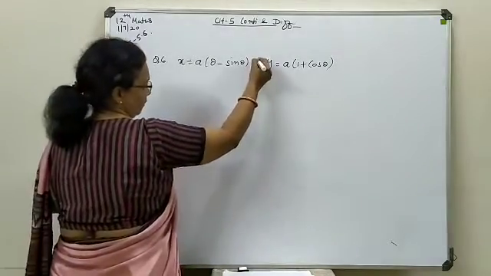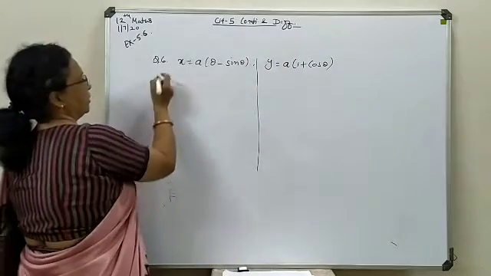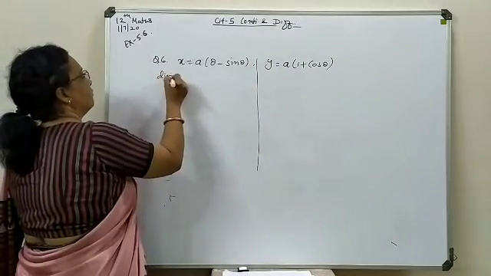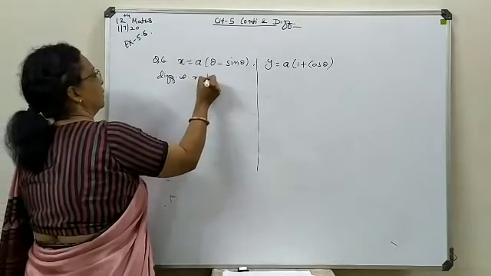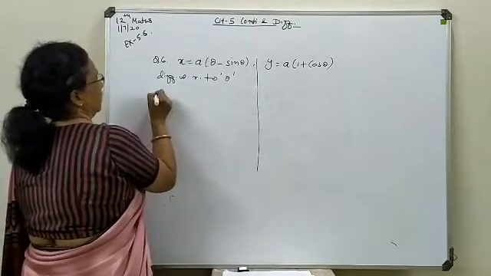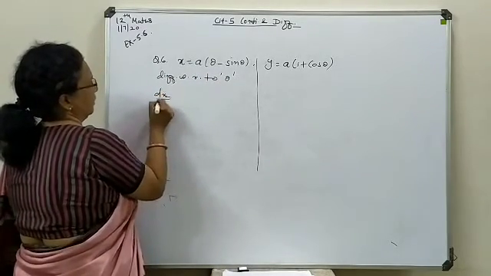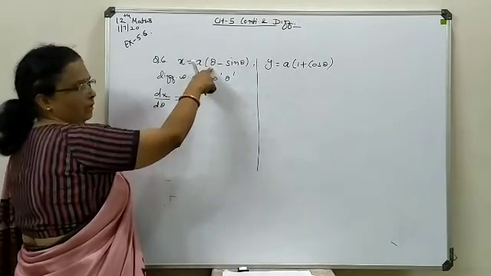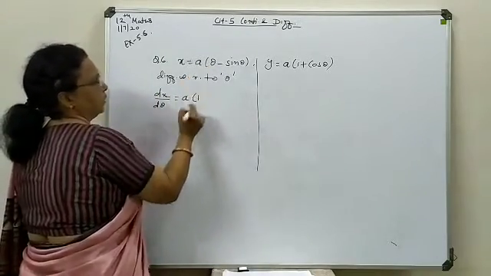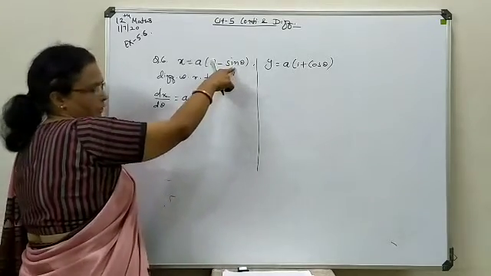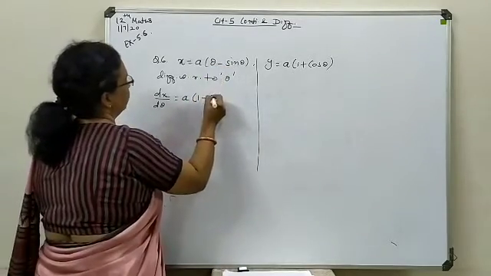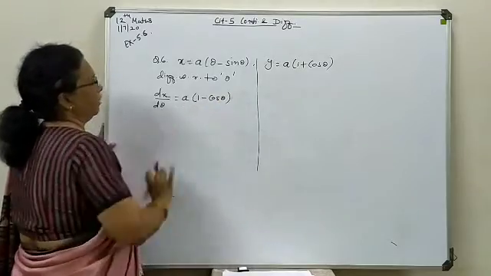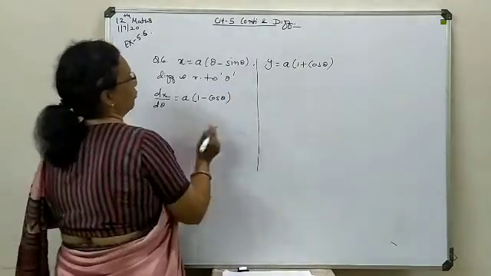First of all, for x we differentiate with respect to theta. dx by d theta, a being constant, with respect to theta we differentiate, so it will turn to 1. Differentiation of sin theta will be cos theta. Here no need to make any change. Move on to the other side.